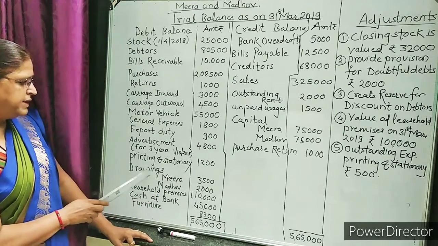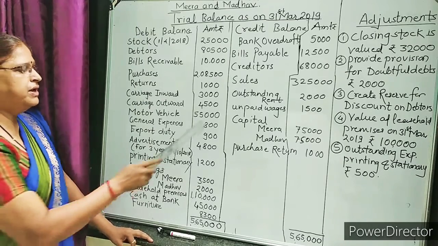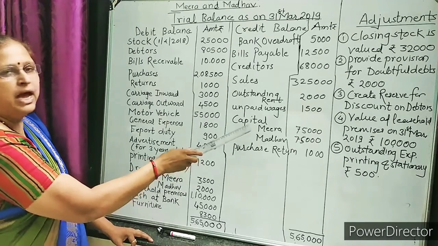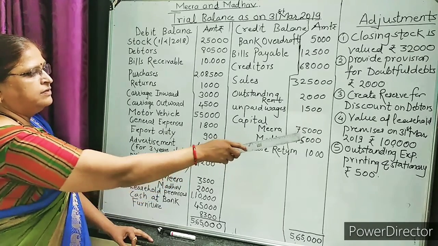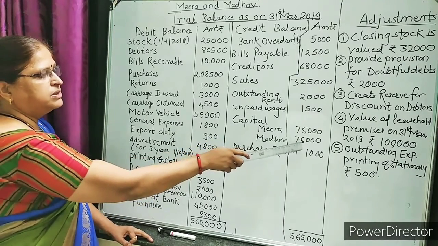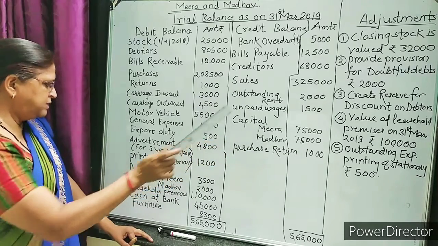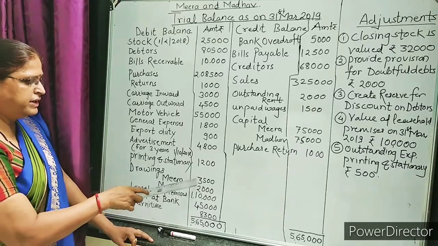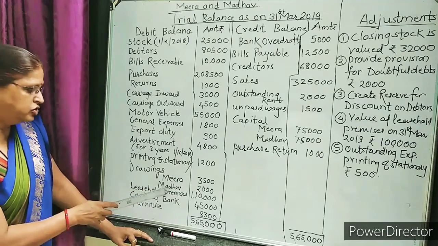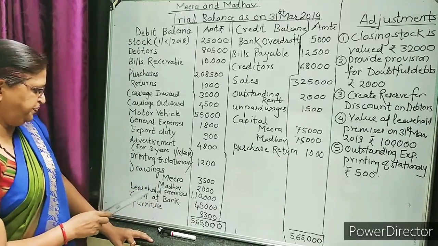Then drawings are there. First we have to take the capital to the balance sheet liability side. Meera's capital is 75,000. Madhav's capital is 75,000. From this capital we have to deduct the drawings. Meera's drawing 3,500 and Madhav's drawing is 2,000.